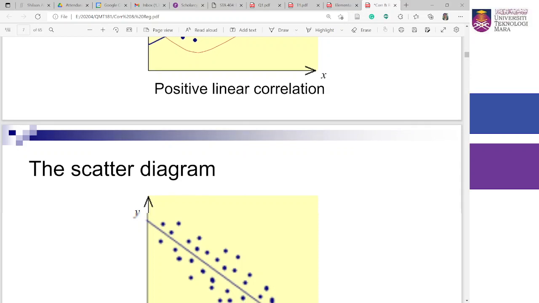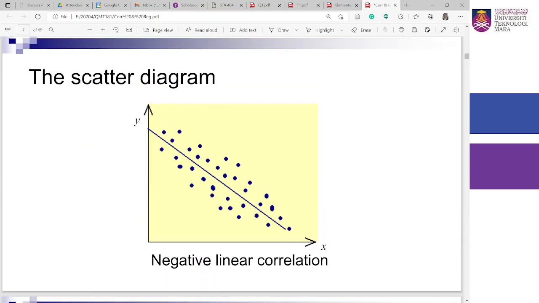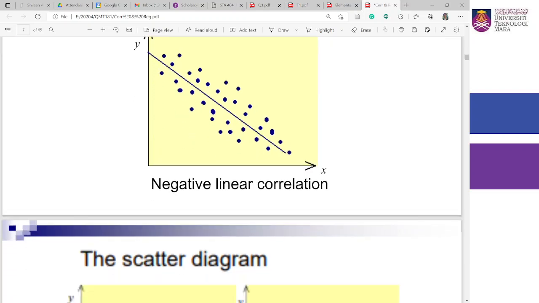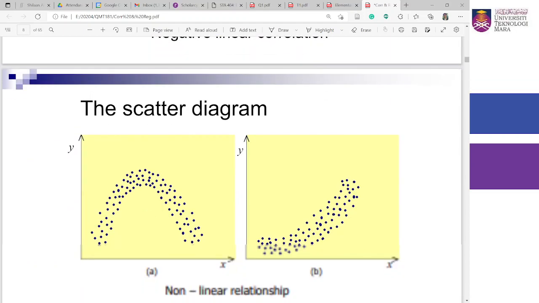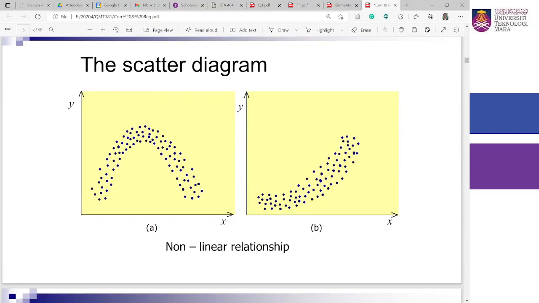Okay, so this is another example, a negative linear relationship, the same thing like just now, but right now different slope ataupun different direction. Tadi positif, yang ni negatif, dia akan jadi inverse relationship. Okay, this is a negative linear correlation, or we call this an inverse linear correlation. So inverse linear correlation boleh, negative linear correlation pun boleh, tapi yang selalu kita gunakan adalah negative linear correlation dengan positive linear correlation.